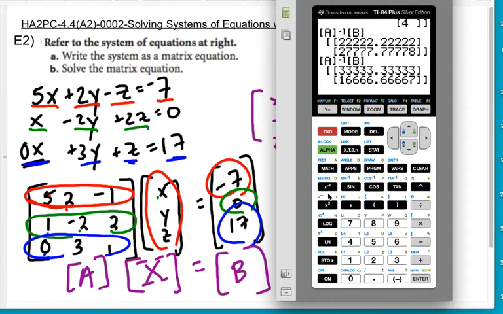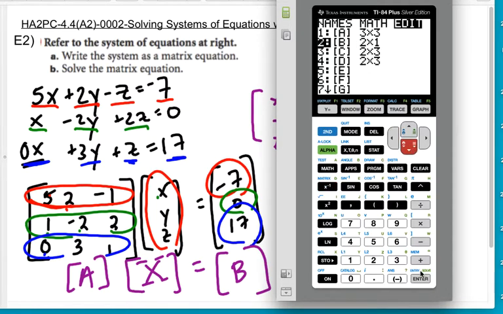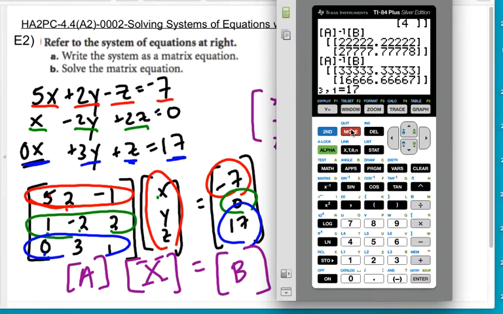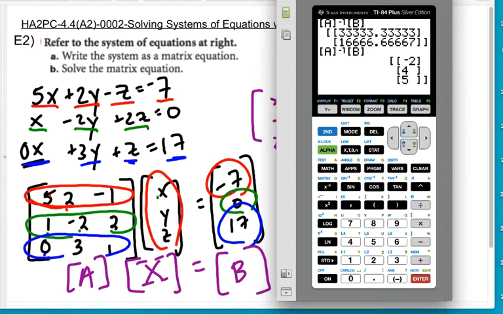And then you're going to go back to second matrix. You're going to go over to edit, you're going to pick B. B is a 3 by 1. Right, and you want it to be a negative 7, a 0, and a 17, right? And then you double check that that lines up right, you quit out, and then you already had A inverse times B, so you just hit enter, and you end up getting this answer.